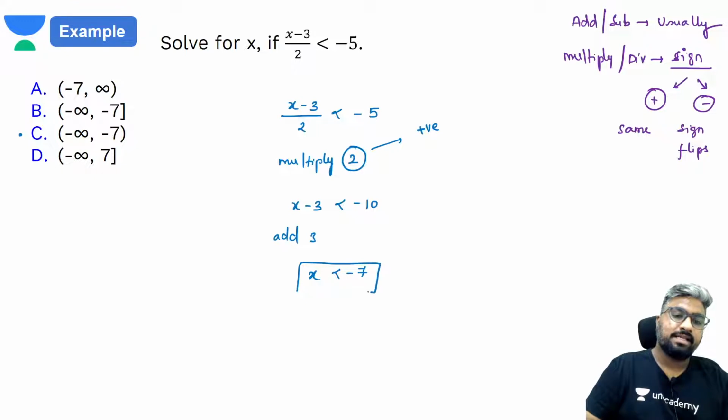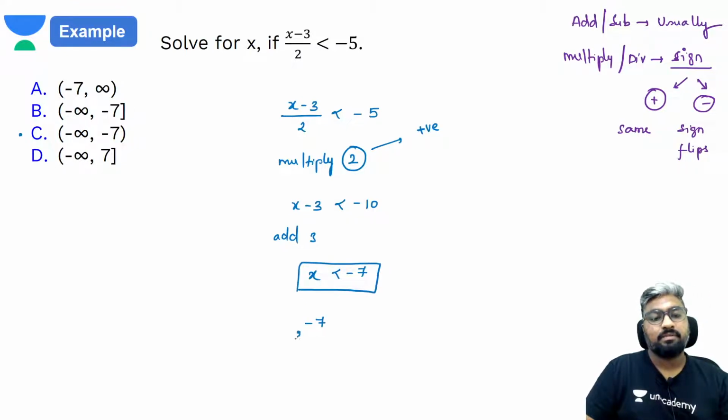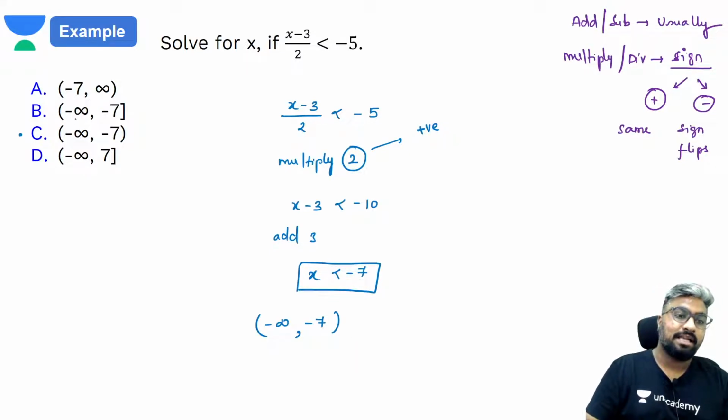So x is less than minus 7, that means minus 7 will be the maximum value. Minimum value can be negative infinity. But both are not included. Why? Because it is less than, not less than equal to. Clear? So what's our answer? Option C. Very good, guys.